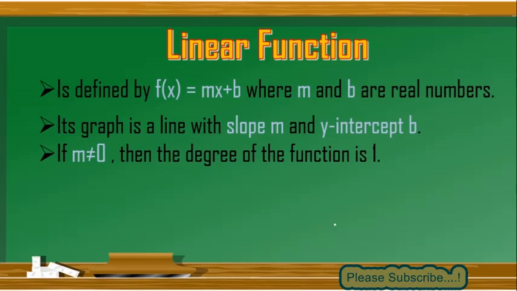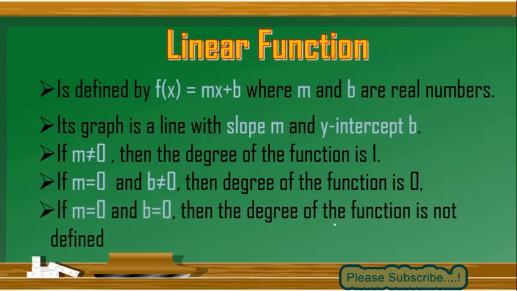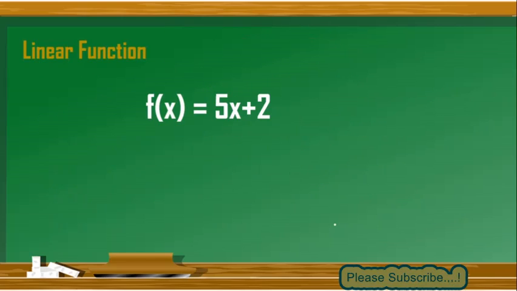First, if m does not equal 0, then the degree of the function is 1. If m equals 0 and b does not equal 0, then the degree of the function is 0. If m, our slope, equals 0 and b, our y-intercept, equals 0, then the degree of the function is not defined.